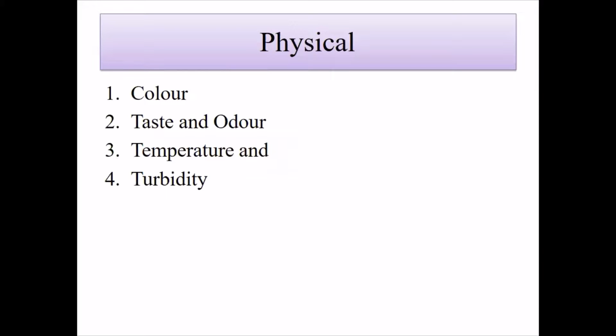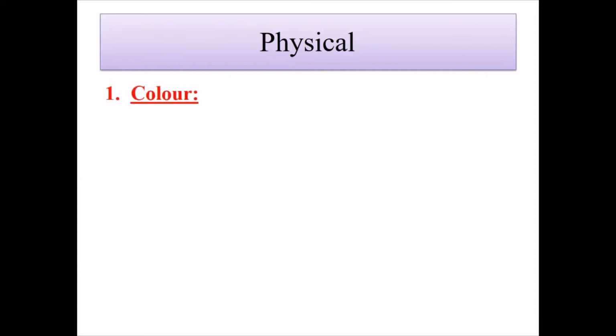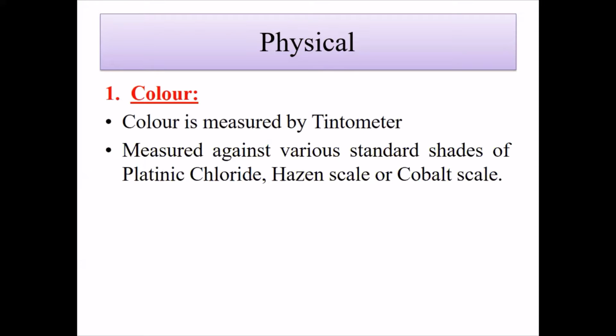So these are the properties or characteristics of water. Water can be characterized by three methods: first physical, then chemical and biological. In physical method, there are subpoints: color, taste and odor, temperature and turbidity. So first color. Color is measured by tintometer, measured against various standard shades of platinum chloride or Hazen scale or cobalt scale. So this is the first characteristic, color.